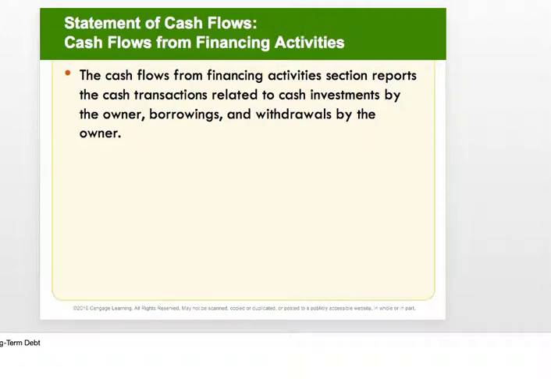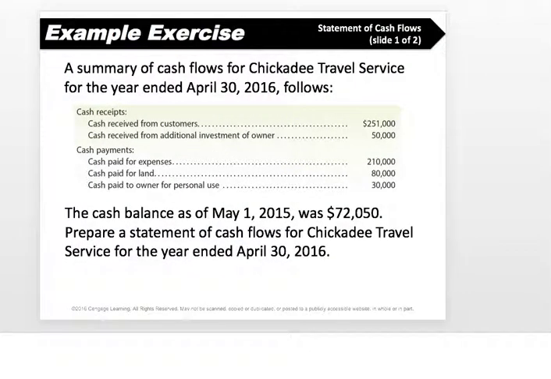The third section is financing. Financing is equity, which means cash brought in by the owners, and it also could mean long-term debt. And so the cash flows from financing activities reports transactions related to the owner borrowing money and withdrawals by the owner. So now we're going to look at an example exercise here.